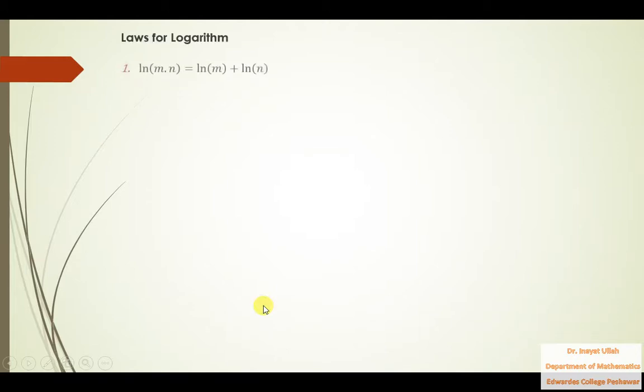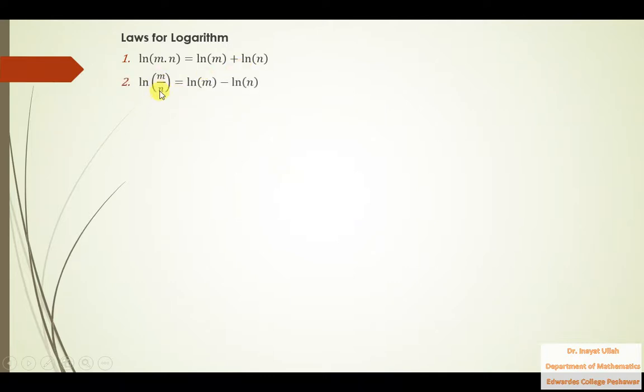Now in this slide we just want to study the laws of logarithm. The first one is natural log of m into n is log of m plus log of n. If there is multiplication between two functions and you apply the log on that, log of the multiplication of two functions is log of first function plus log of second function.